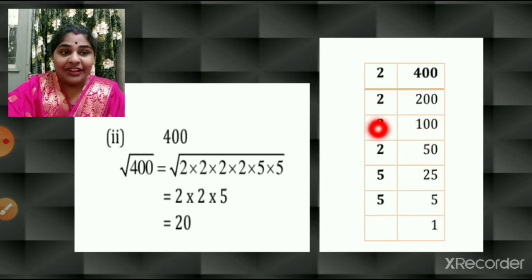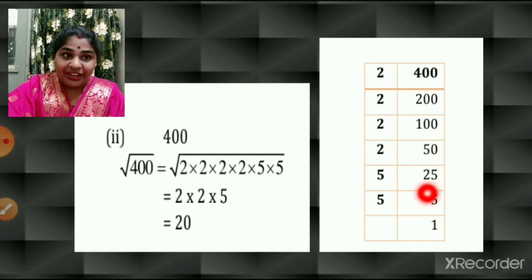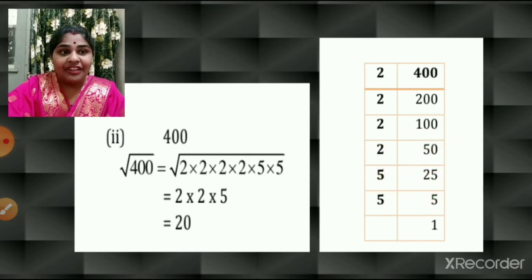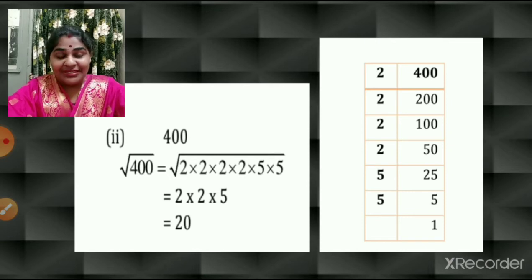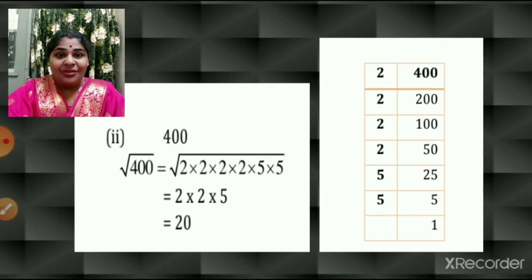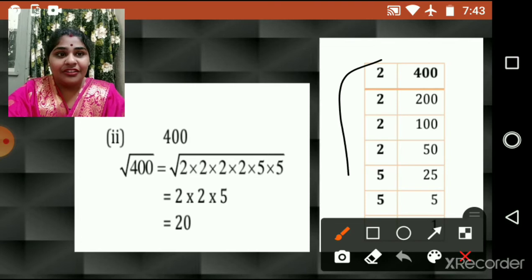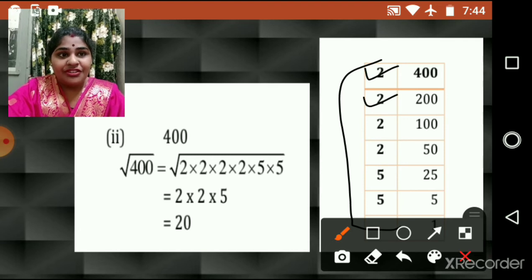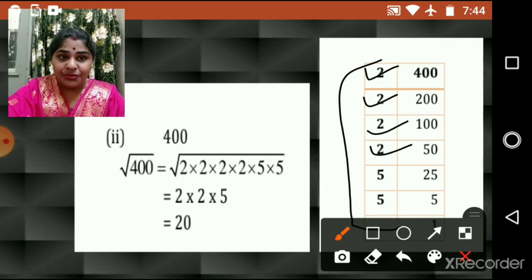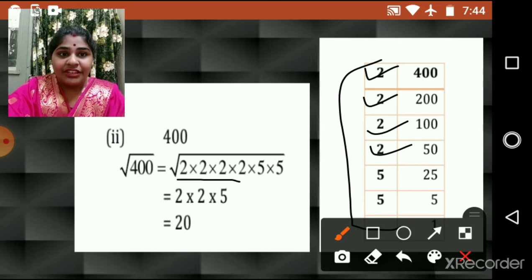100 divided by 2 will be 50. 50 divided by 2 will be 25. 25 divided by 5 will be 5. And 5 ones are 5. So now these are the factors. Let us arrange them. So 400 is equal to, there are 1, 2, 3, 4 2's, and 5 times 5.